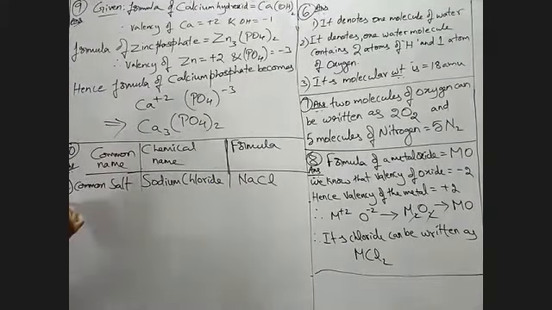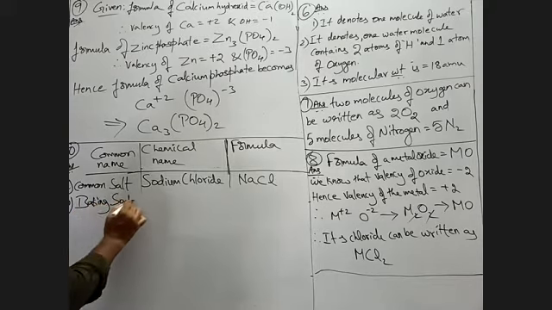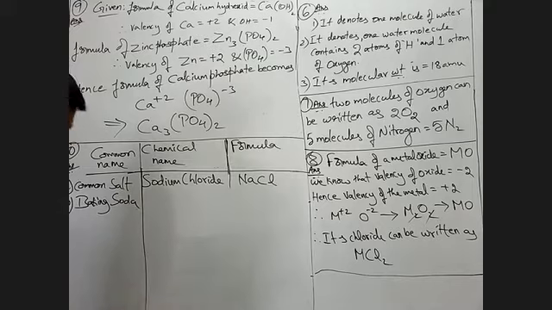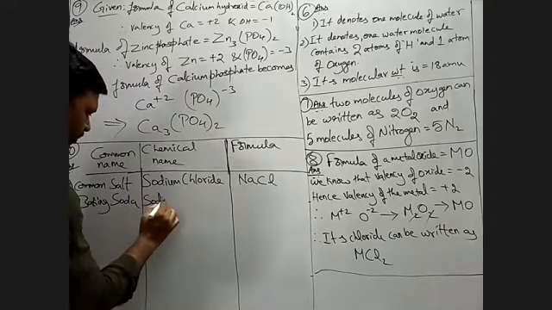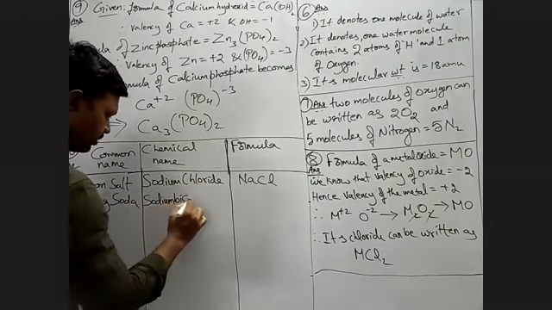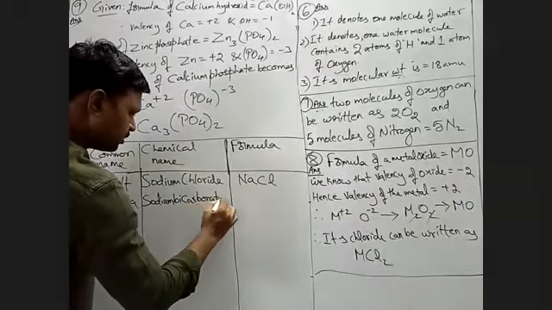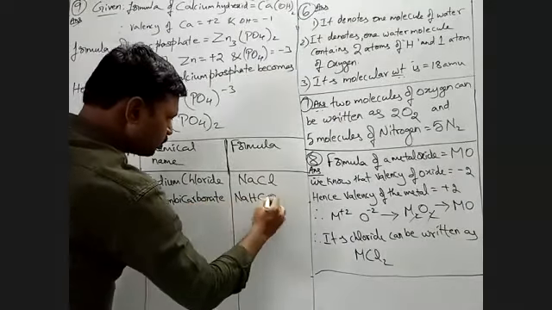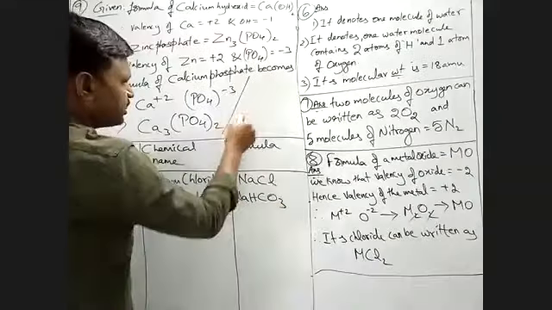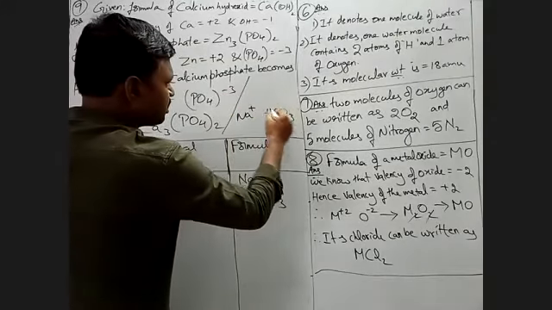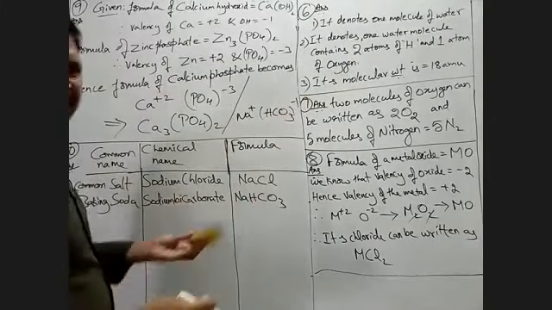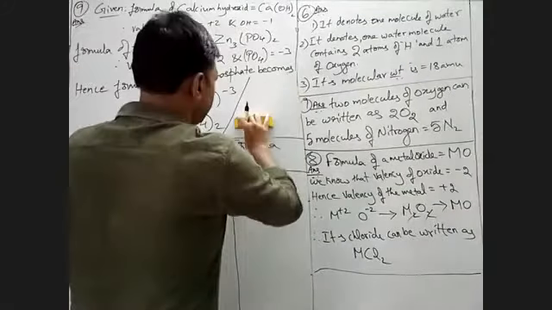Second one, next, B. What is B? B is baking soda. Baking soda is sodium bicarbonate, NaHCO3. Here, bicarbonate is an ion. So if you have seen this one, Na plus and HCO3 minus, so 1 and 1. NaHCO3, sodium bicarbonate. Okay, right.